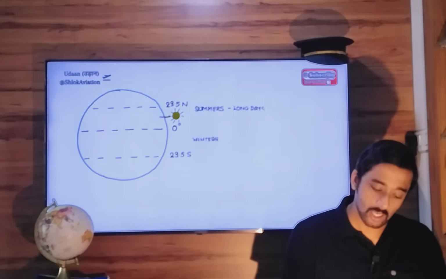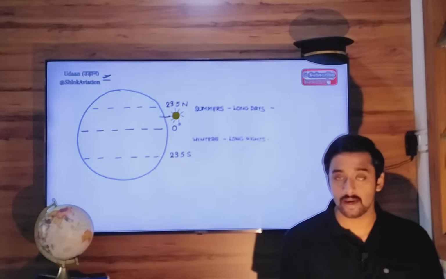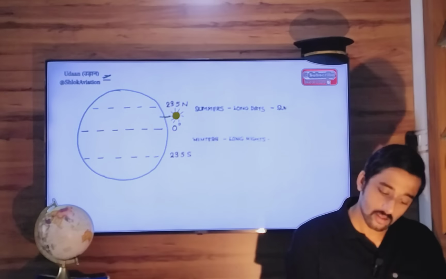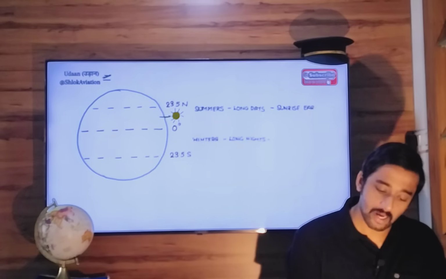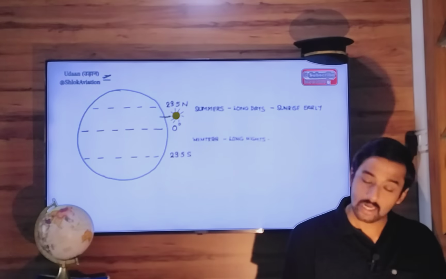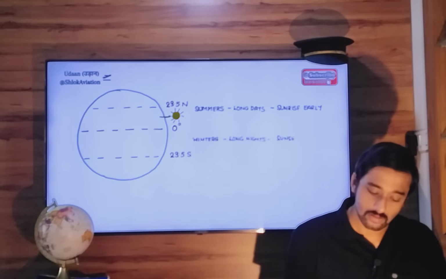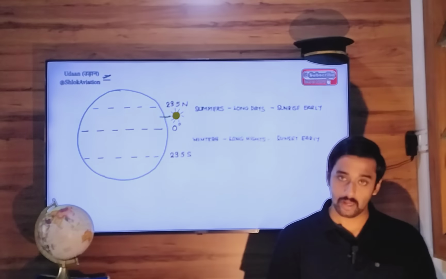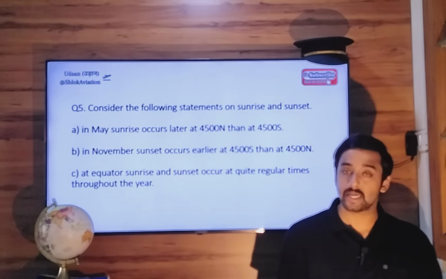When you have winters, you have long nights. Long days mean sunrise will happen much earlier. Okay, so let's say sunrise happens early, very early, depending on your latitude. Winters mean long nights, which means sunset will happen early. So here it says May sunrise occurs later at northern hemisphere.